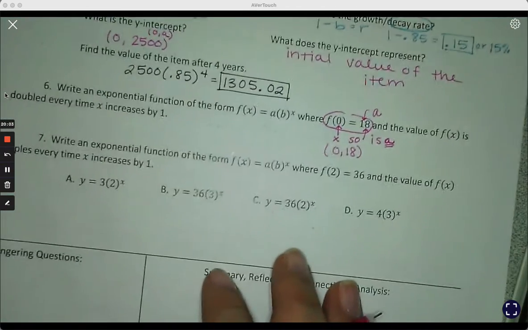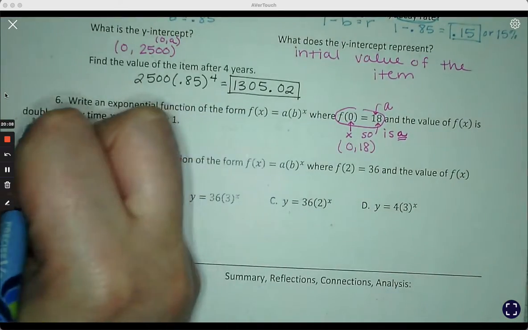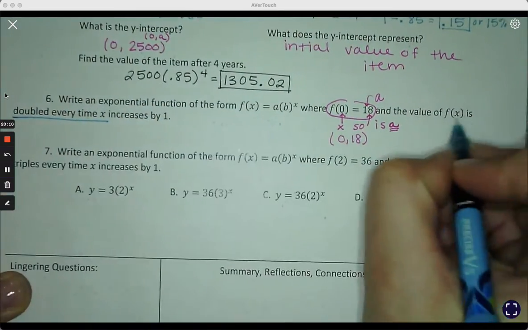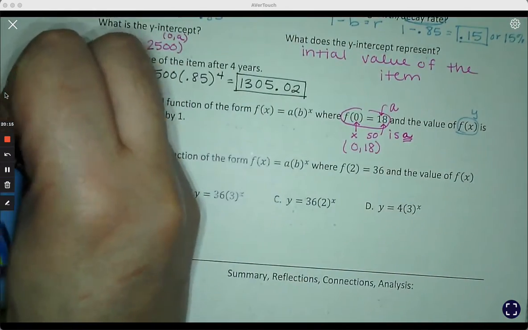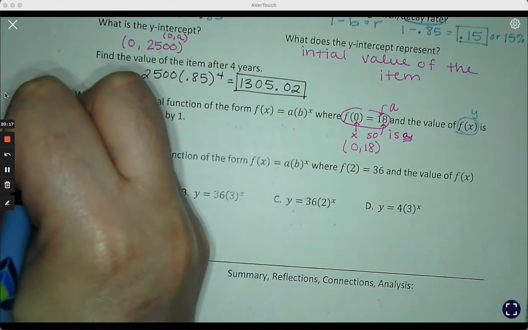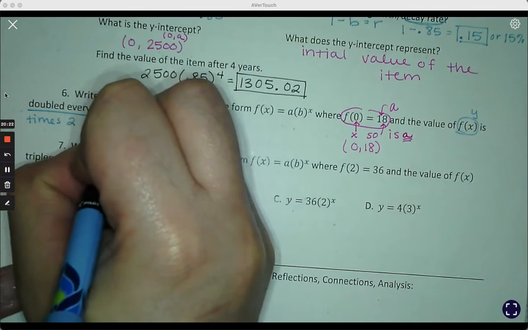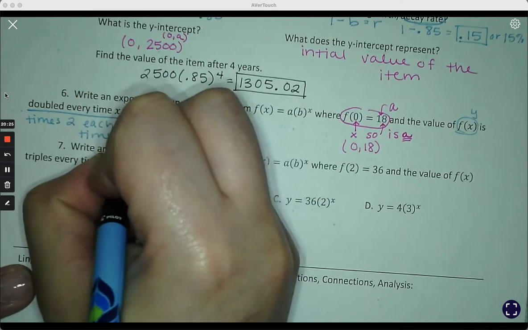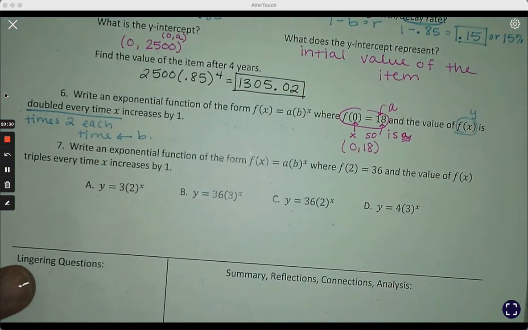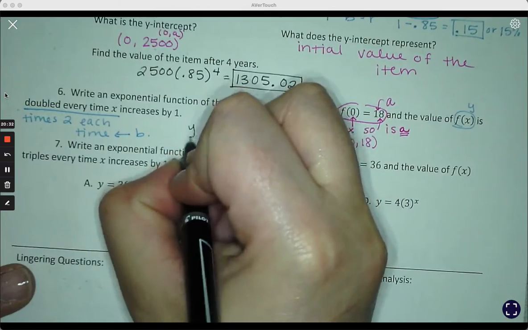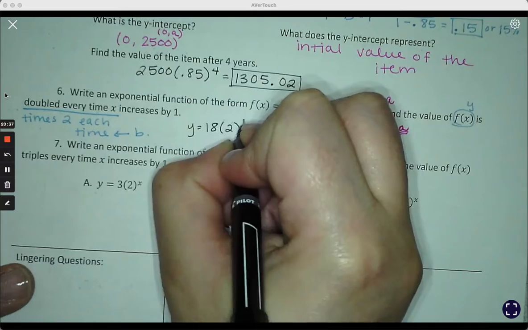Okay. It tells me that the value of f of x is doubled. That's another fancy word for y, is doubled. So times 2 each time. That's the same thing as b. So my equation, y equals a times b to the x.